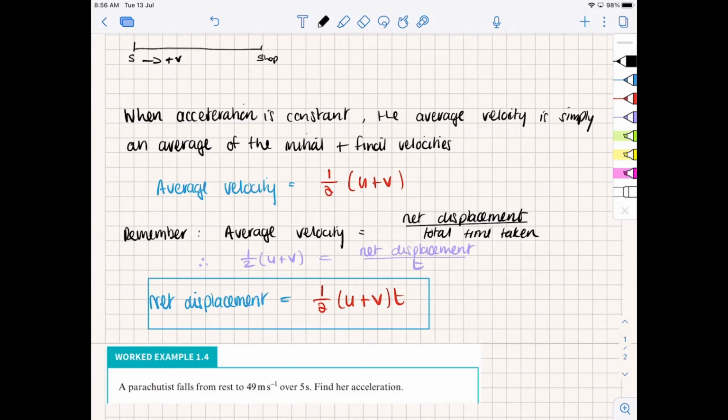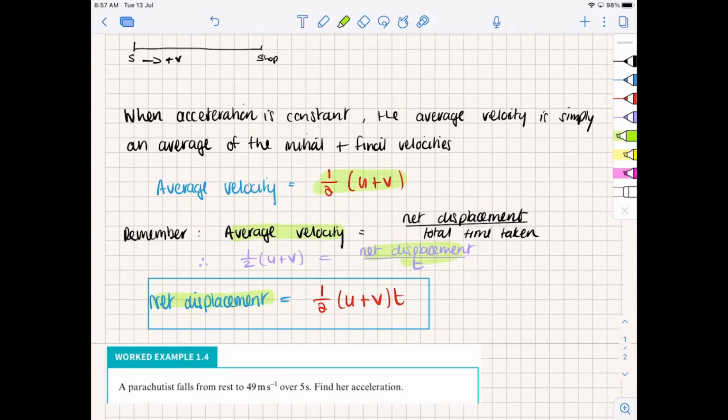But what we've now worked out is that if we have constant acceleration, our average velocity is just a half of initial plus final velocity. So just rearranging our formula, substituting average velocity with our new half (u plus v), we can work out the equation for net displacement. I'm sure you've seen this many times in physics. Raise your hand if you haven't seen this before. So net displacement is just average velocity times time.